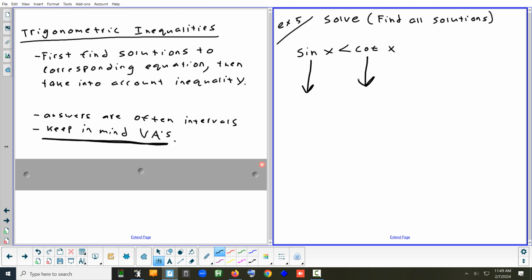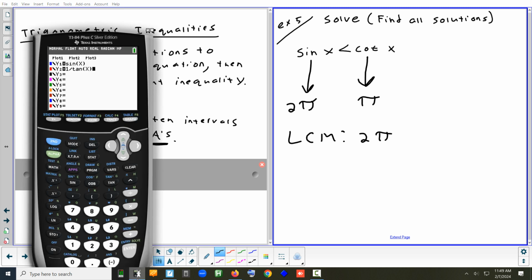Well, let's do it the same way. What's the period of sine? Yeah, 2 pi. What's the period of cotangent? Yeah, pi. So we're looking at an LCM of what? 2 pi. That's what you're going to need to put on each interval. So what we're going to do is solve this problem in one interval and then apply that answer to every interval. So what I would do is put in 0 to 2 pi.